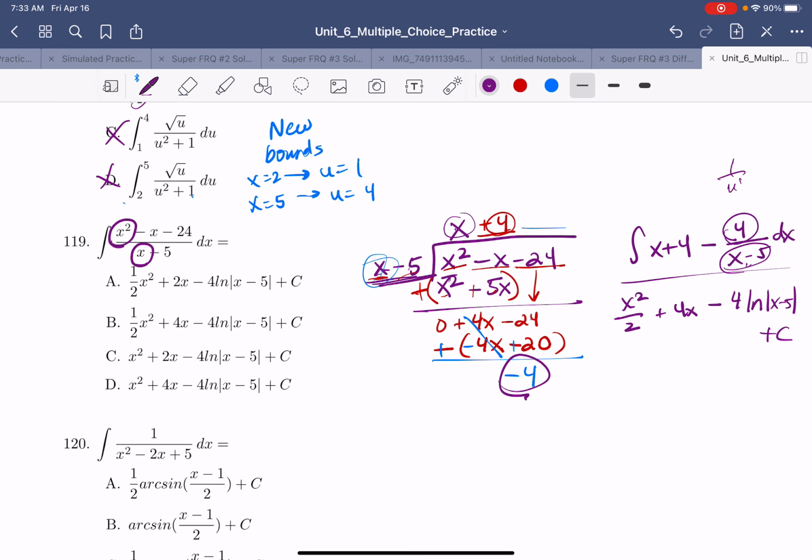Please be an answer choice. 1/2 x squared plus 4x. Looks like it's b. Okay. Sorry, I had to read that carefully. They all look the same.